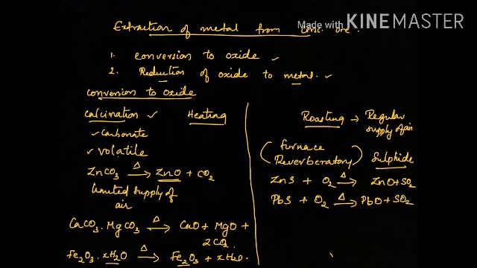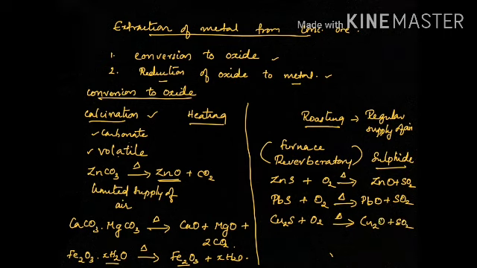The next example is copper sulfide, Cu2S. Cu2S can undergo roasting, heated with a regular supply of air. Copper oxide, Cu2O, and SO2 gas will be evolved. So this is how the conversion to oxide takes place. The need for converting a concentrated ore into the oxide form is that if the metal is in its oxide form, we can easily extract the metal from it. If it is in oxide form, we can undergo reduction, and just by doing the reduction we will get our metal out. That is why we convert all the ores into their oxide form first.